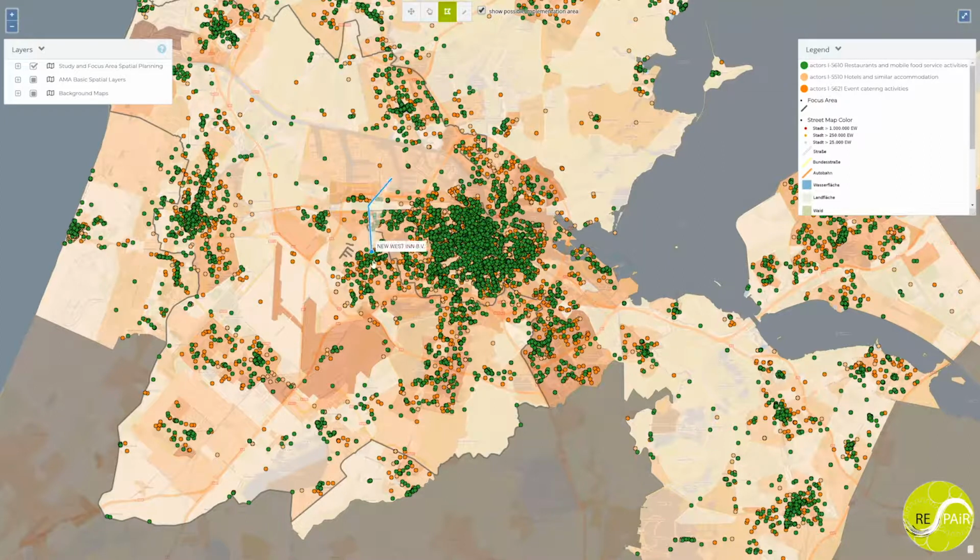So now a participant can draw an implementation of the BioBean solution, for example, in the city of Amsterdam, but also outside the city. For example, in this location here, and this other location here, capturing all the actors that generate coffee waste.